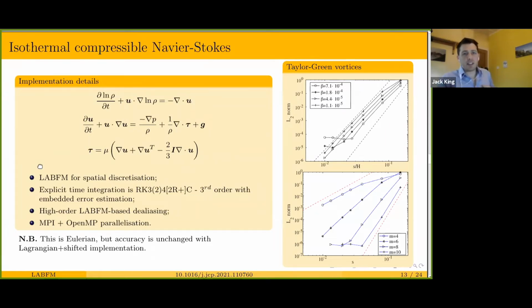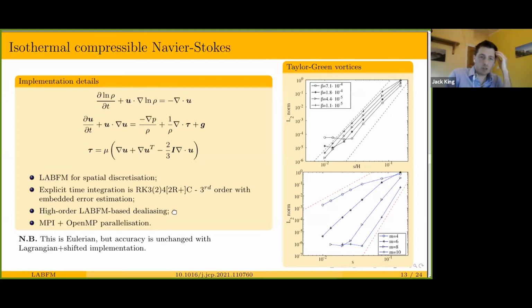I'll now move on to some actual fluid dynamics simulations. I've implemented LABFM to solve the isothermal compressible Navier-Stokes equations. And in most of the simulations I show, the spatial discretization is sixth order. Time integration is with a third order Runge-Kutta scheme. The code's written in Fortran and parallelized with MPI plus OpenMP. And we employ a high order filtering or de-aliasing technique to stabilize it.